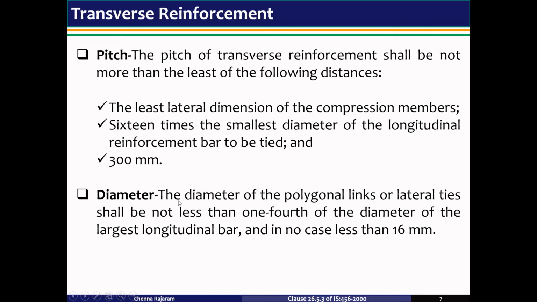Diameter. The diameter of the polygonal links or lateral ties shall not be less than 1/4 of the diameter of the largest longitudinal bar and in no case less than 16 mm. The pitch and the diameter of the transverse reinforcement are shown in the form of a pictorial diagram.